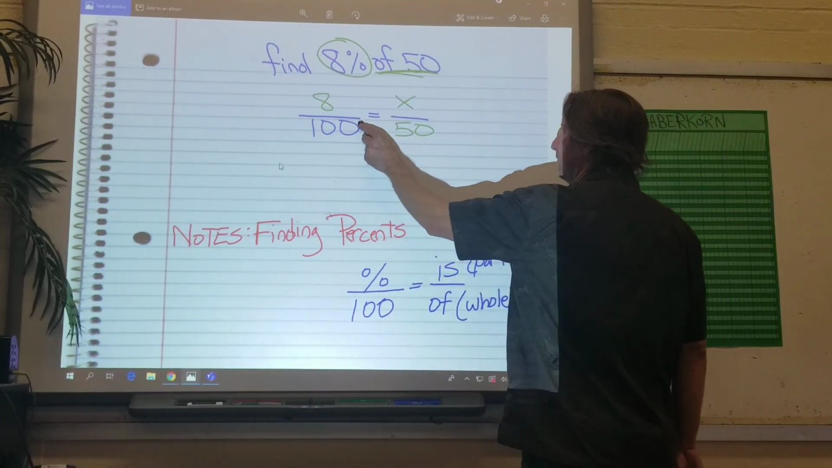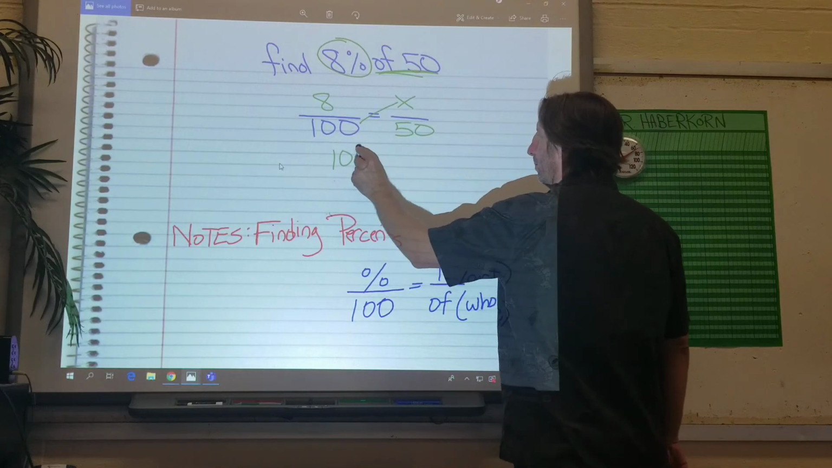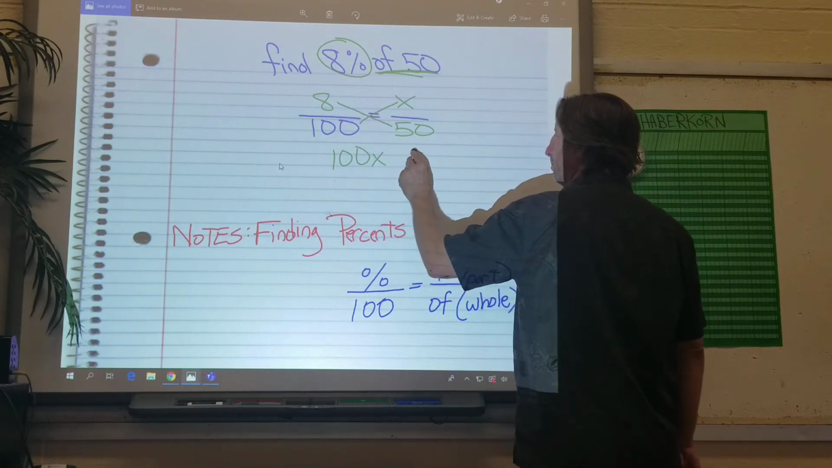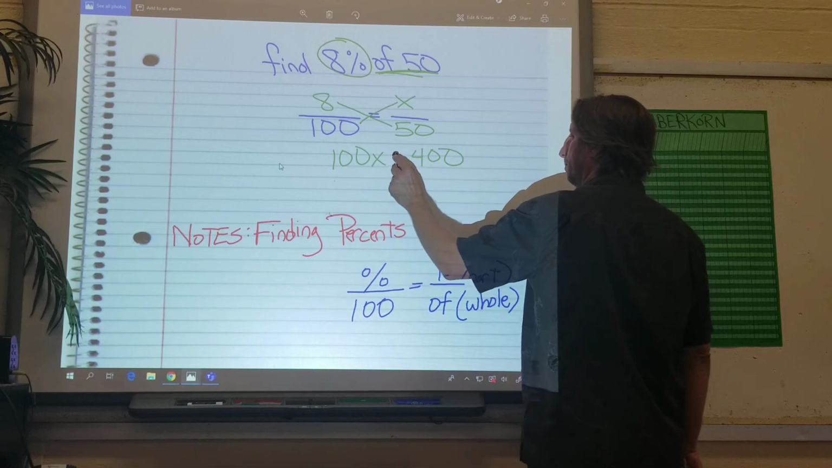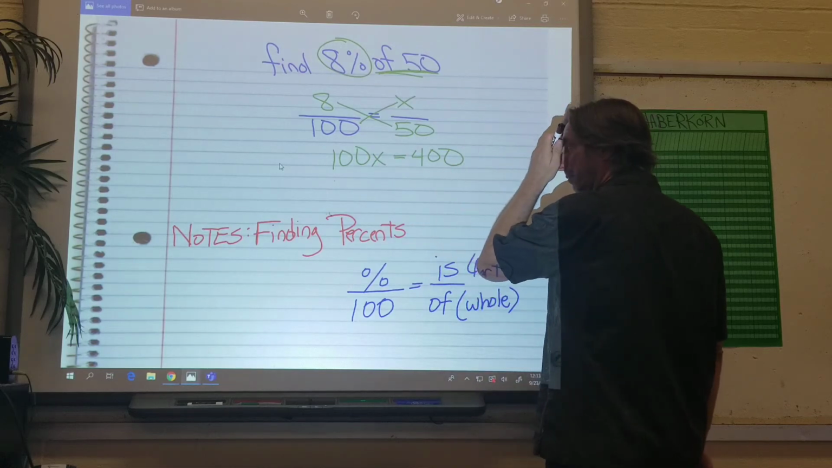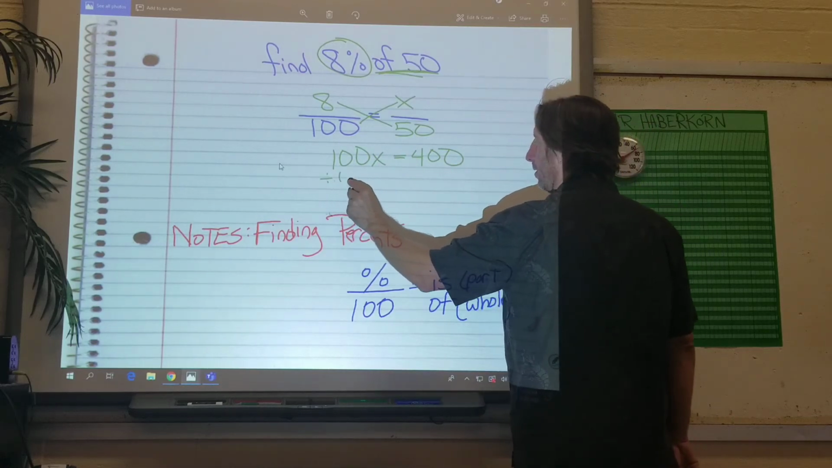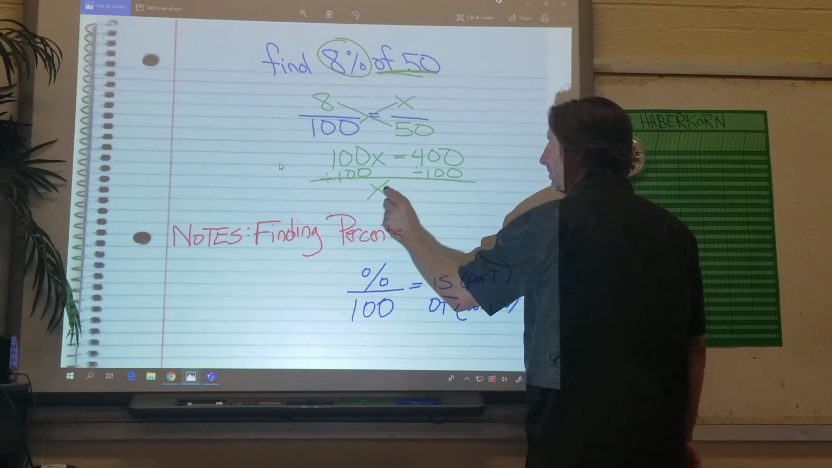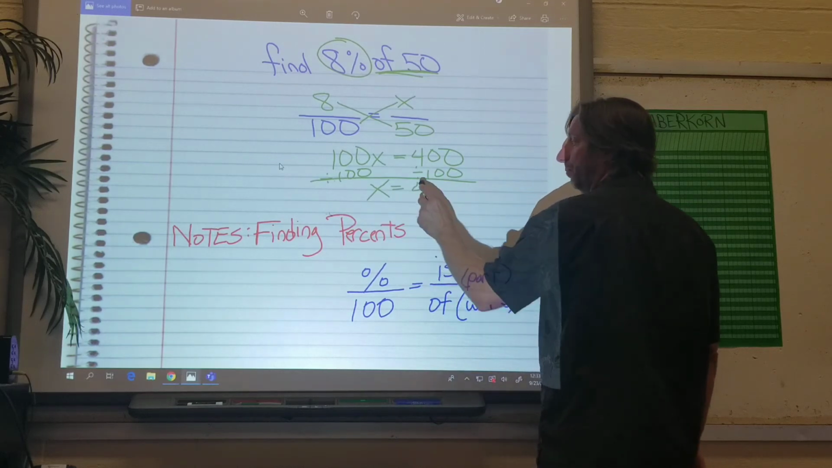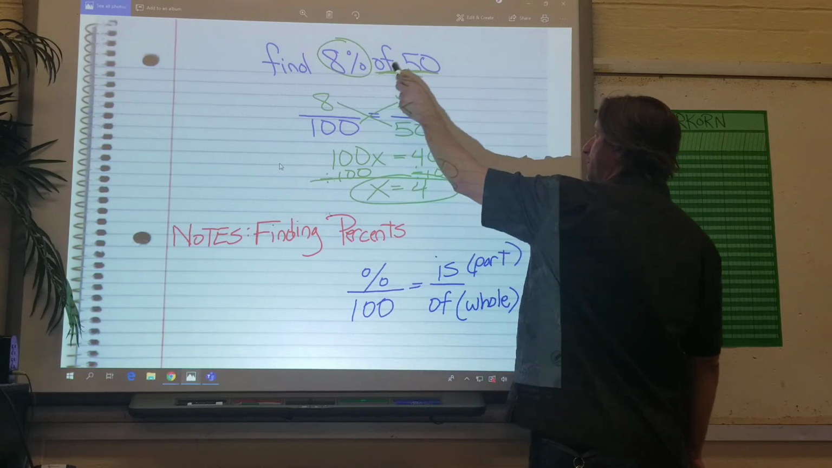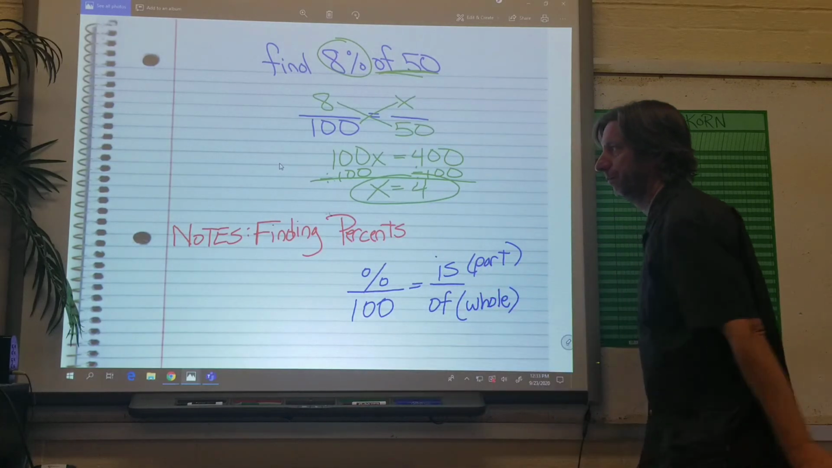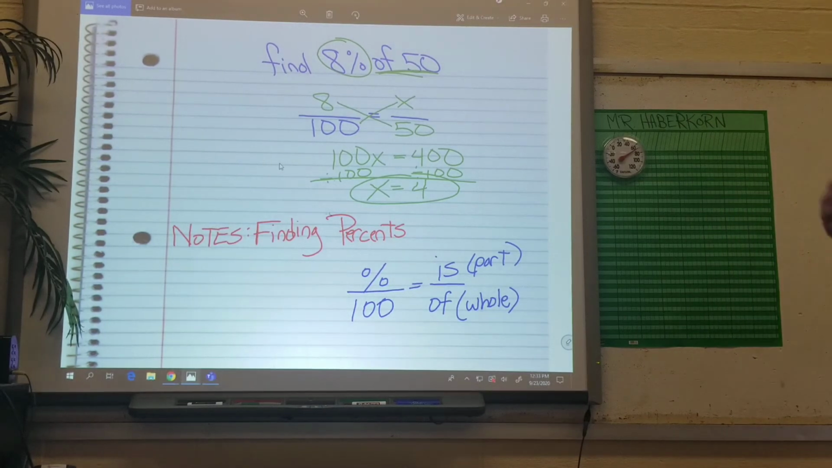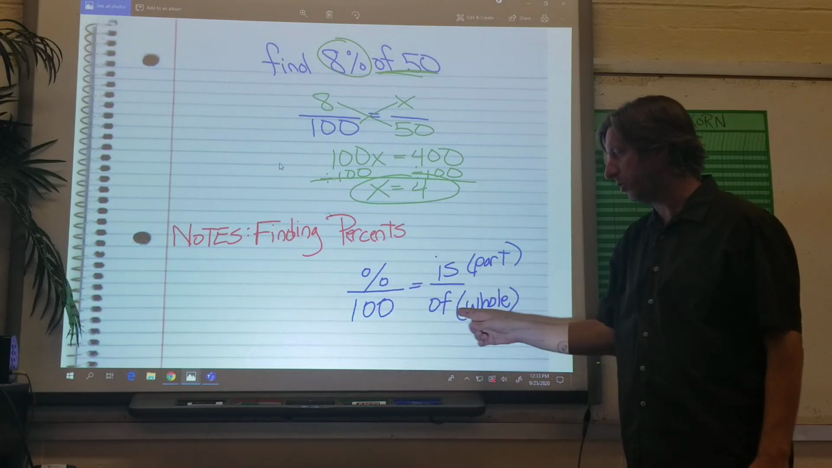That's all there is to it. Cross multiply and solve it. 100x equals 400. Divide by 100. And I get x equals 4. That's it. So 8% of 50 is 4. All right, so pretty easy stuff. Since we're so good at proportions, it makes finding these percents really easy. We need to have this in front of us today when we're doing today's work.